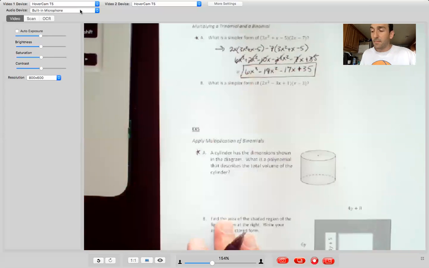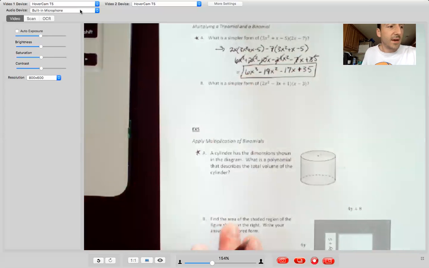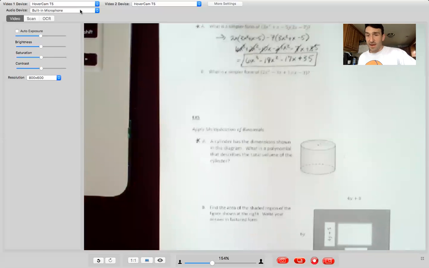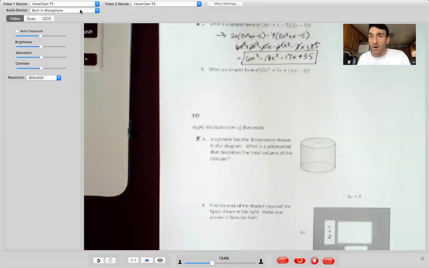6x cubed minus 19x squared minus 17x plus 35. Also, a table might be a good way to go on a problem such as this, okay? Then the last example we're going to look at is 5a. Okay, and they'll all be worked out on the filled out notes that you'll see on Google Classroom as well.